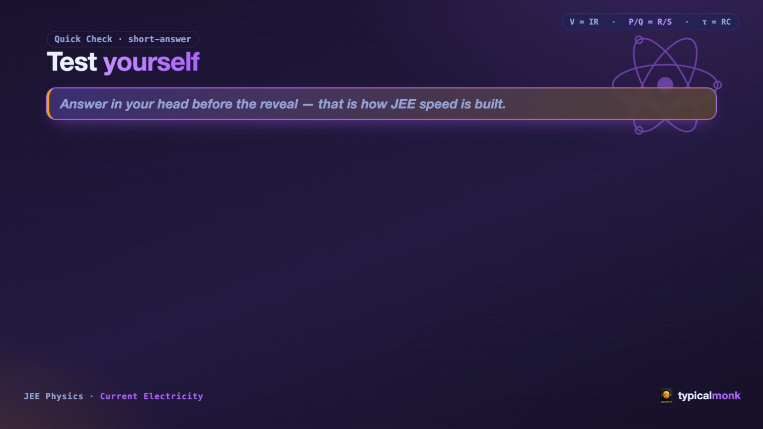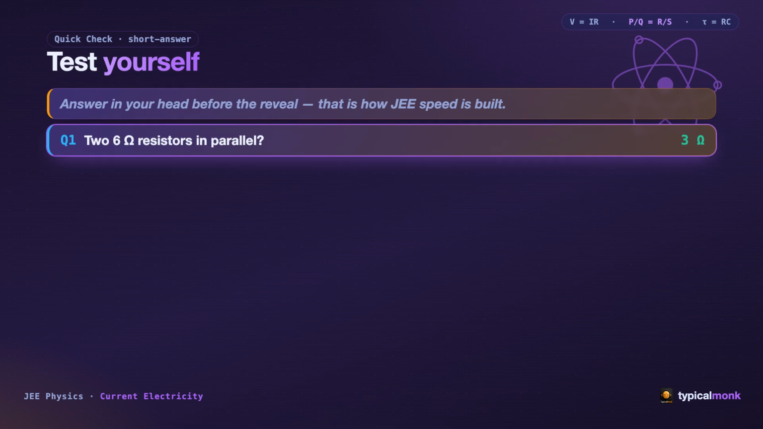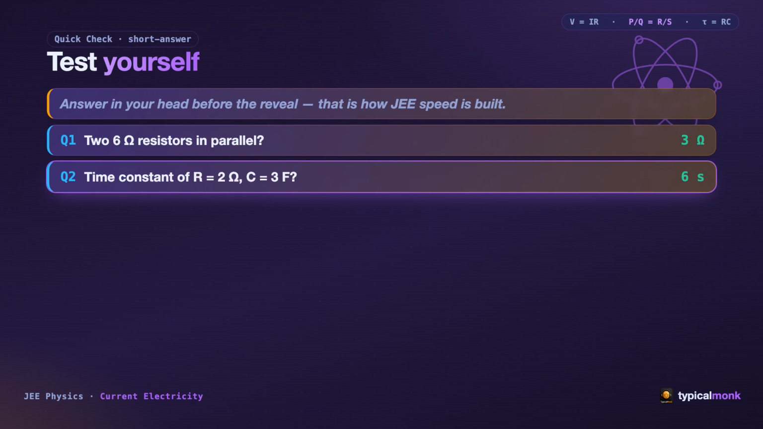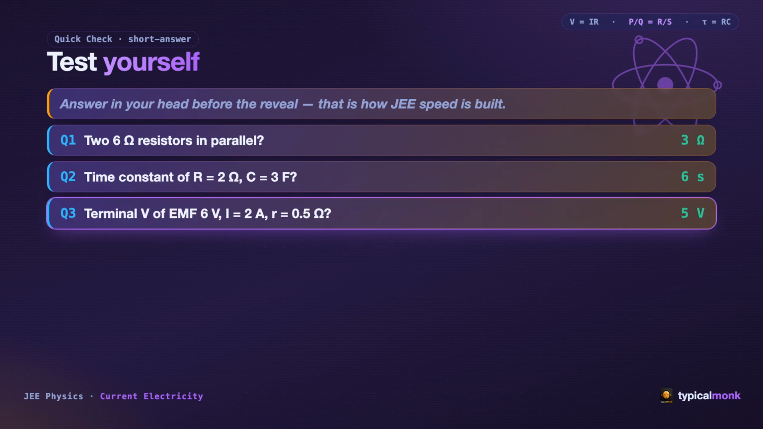Now, test yourself. Answer in your head before the reveal. That is how JEE speed is built. Here we go. Question 1. 2 6 ohm resistors in parallel. 3 ohms, half of 6. Question 2. The time constant of R equals 2 ohms and C equals 3 farads. Tau equals RC, which is 6 seconds. Question 3. The terminal voltage of an EMF of 6 volts with a current of 2 amperes and r of 0.5 ohms. 6 minus 2 times 0.5, that is 5 volts.